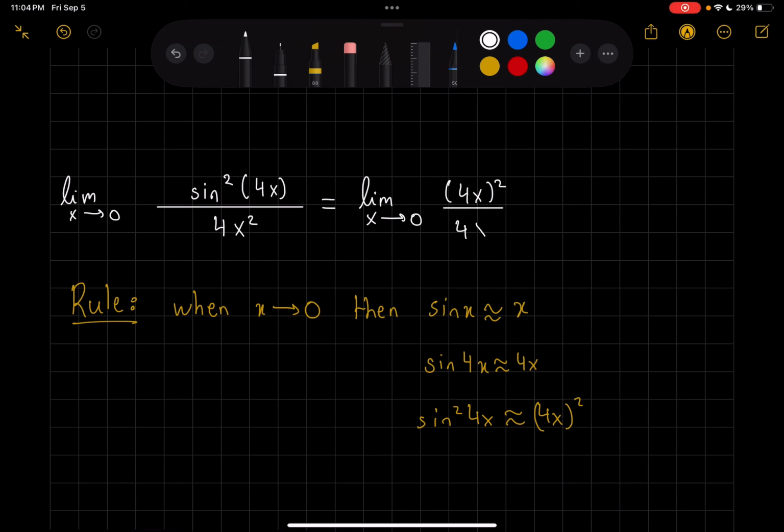So now we can change our function into limit as x is going to 0 for (4x) squared over 4x squared, which is going to be 16x squared over 4x squared. We can cross out the x squared, and 16 over 4 is going to be 4.